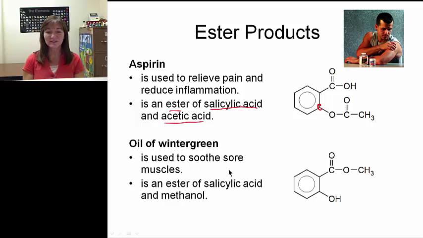Oil of wintergreen is used to soothe sore muscles. It is an ester of salicylic acid and methanol. So in this particular case, the hydroxyl group of the salicylic acid doesn't react this time, and it is the carboxylic acid group that reacts with the alcohol.